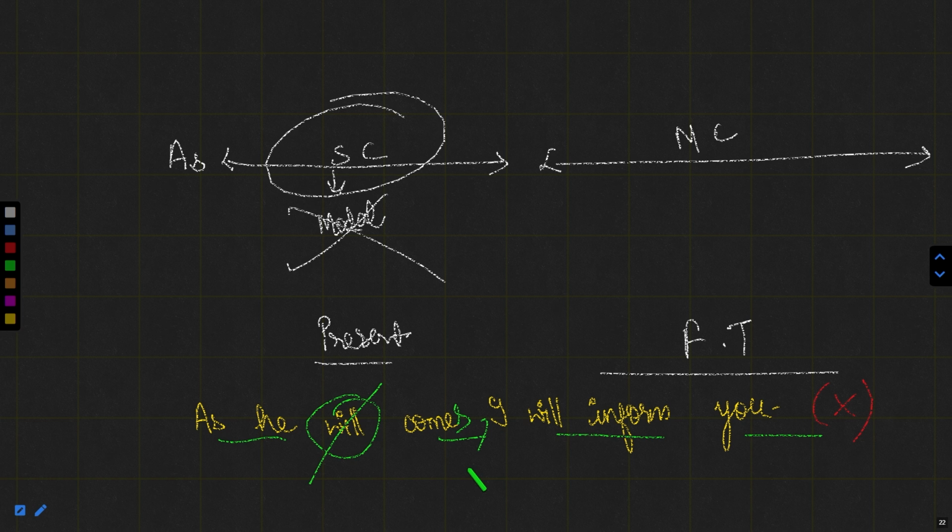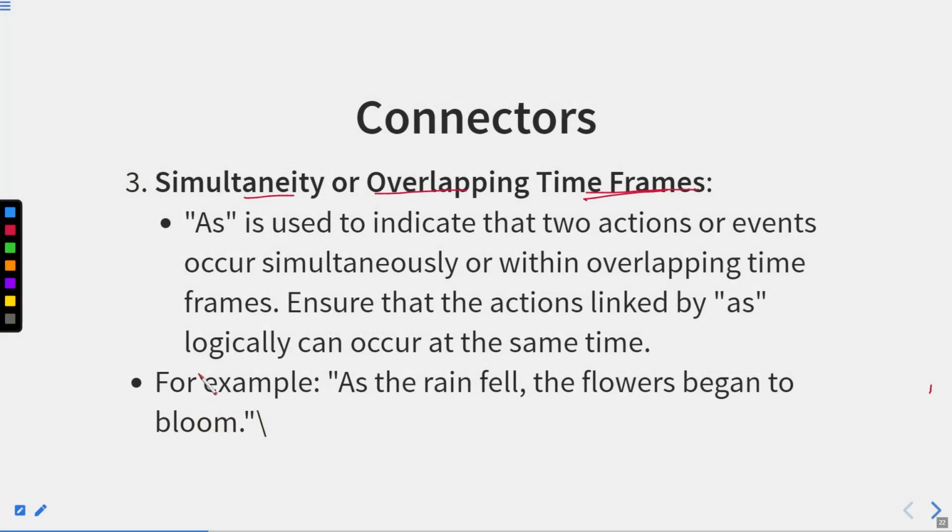We cannot make both the clauses in future tense. We'll make one in the future tense, that is the main clause, and the subordinate should be in present tense if it is in future tense. Otherwise, we can write both those clauses in the present tense as well.